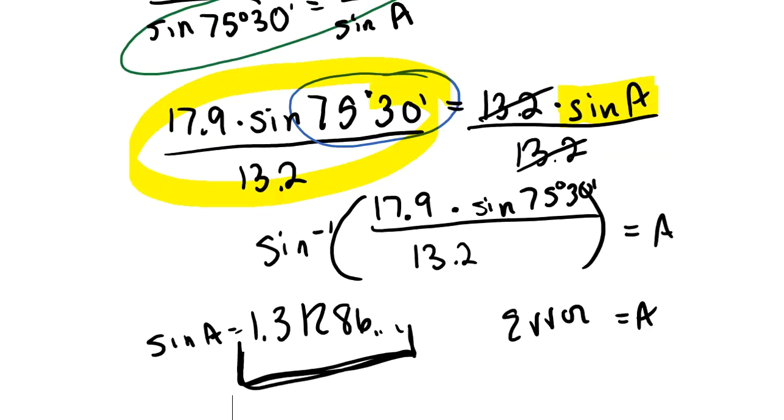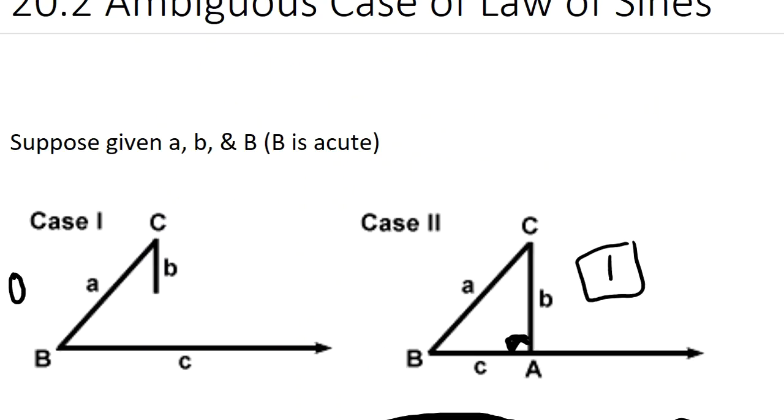So what does this mean? It means that we're at case 1, where there are 0 possibilities because the length of the side was just too short and it doesn't complete a triangle. So there is no such triangle for that problem.